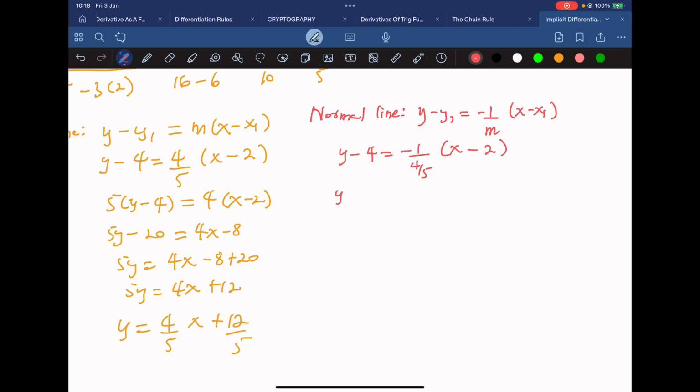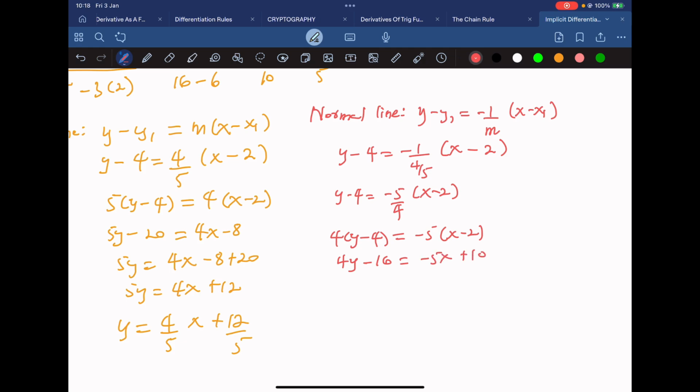Y minus 4, remember, negative 1 over 4 over 5 is the same as negative 5 fourth, then x minus 2. So if we cross multiply, you have 4 times y minus 4 equals negative 5 times x minus 2. So we have 4y minus 16 equals negative 5x plus 10.